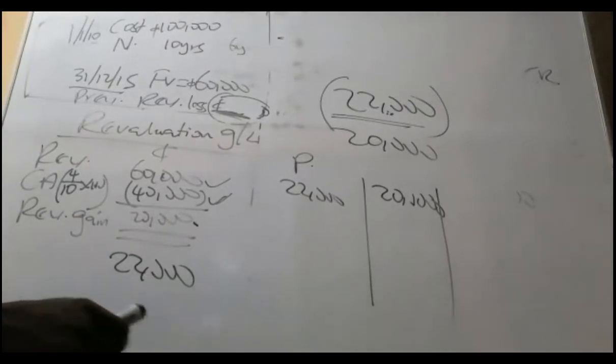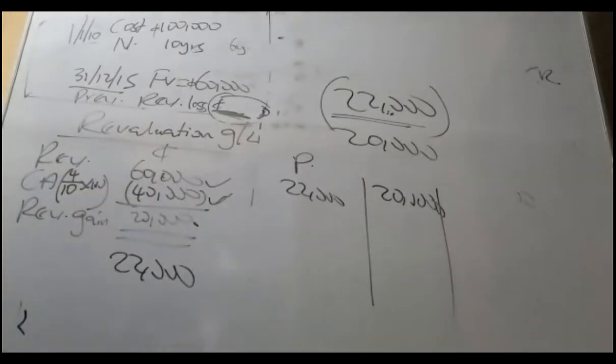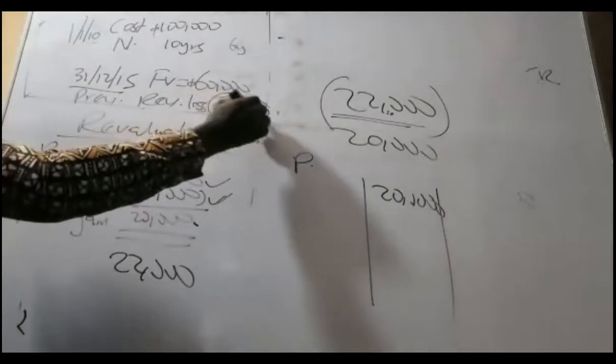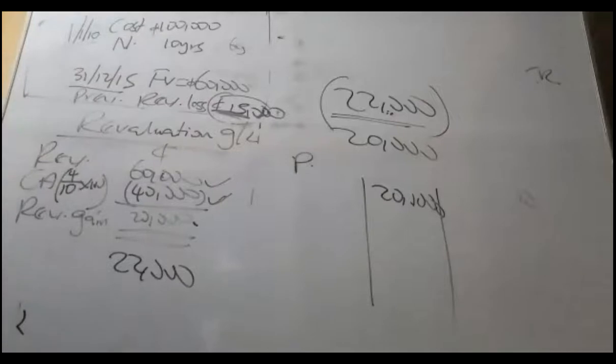Most often the loss will not be more than the gain. It will be around 15,000, but if it's more, this is how you have to treat it. Good. Now let's quickly look at the revaluation loss, so that I'll give you some few trials. But this section is a bit important. Good. Now let's see revaluation loss.